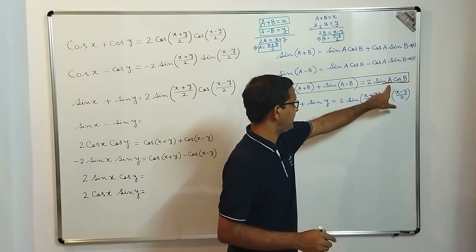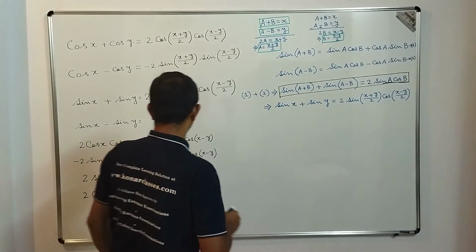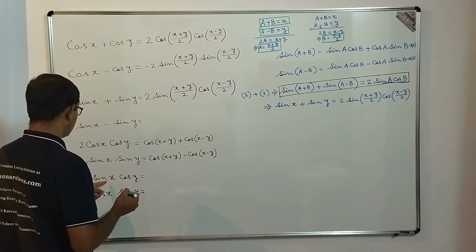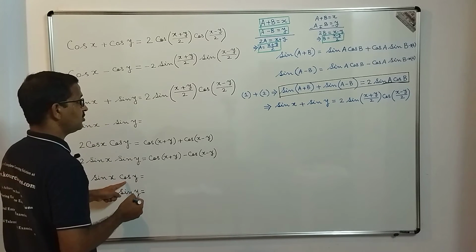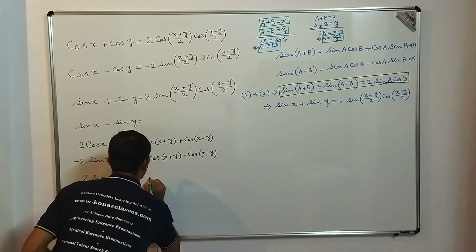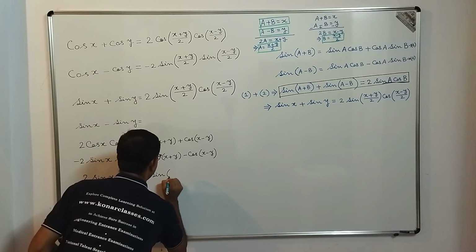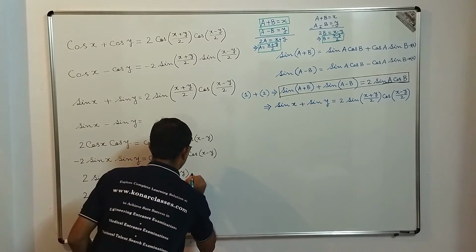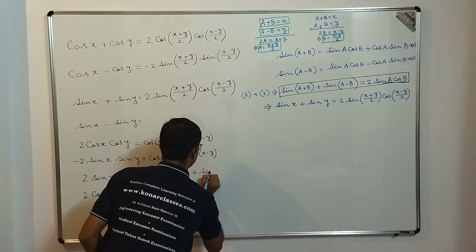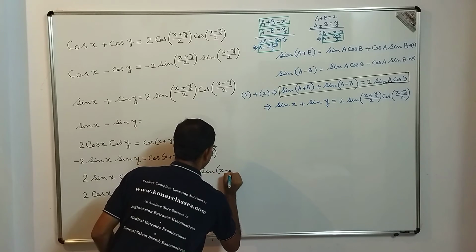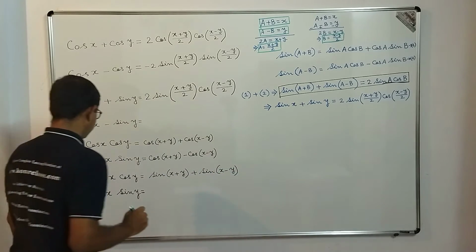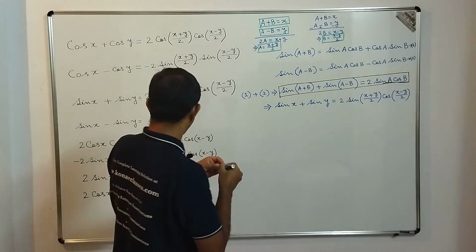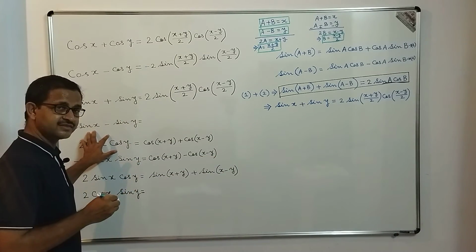Now we can replace a by x and b by y. So what are we going to get here? We are going to get that 2 sine x cos y is equal to sine x plus y plus sine x minus y. Correct? Done. Now let's proceed further to derive the formula for sin x minus sin y.